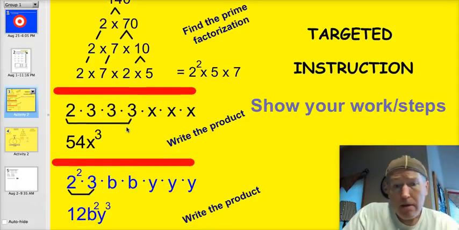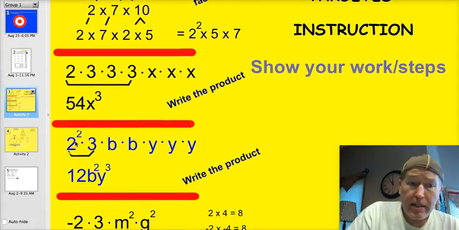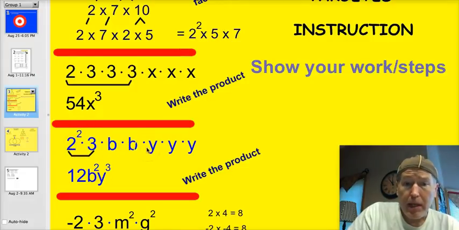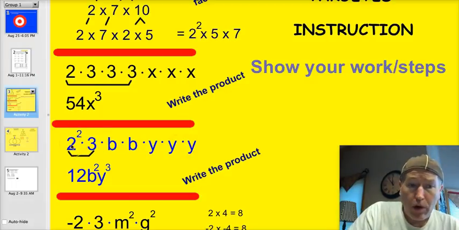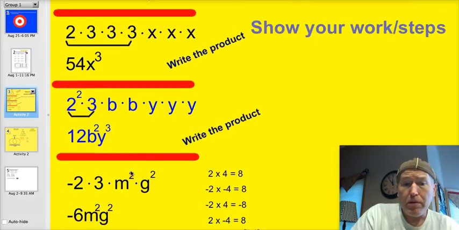All right, take a look at this one. Here I've got 2 squared times 3 times b times b times y times y times y. Same type of thing. 2 squared is 4, it's just in exponential form. 2 squared times 3, so that's 4 times 3. That's 12. I've got 2 b's and I've got 3 y's, so it's 12b squared y cubed.